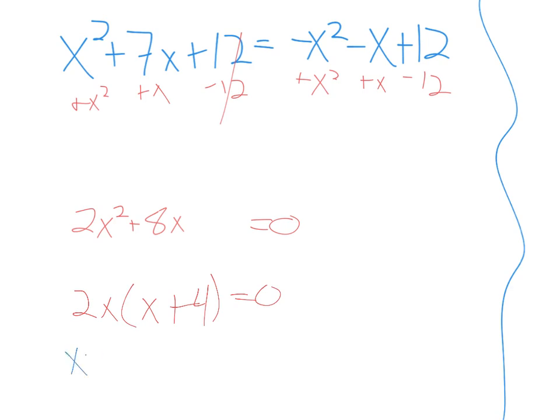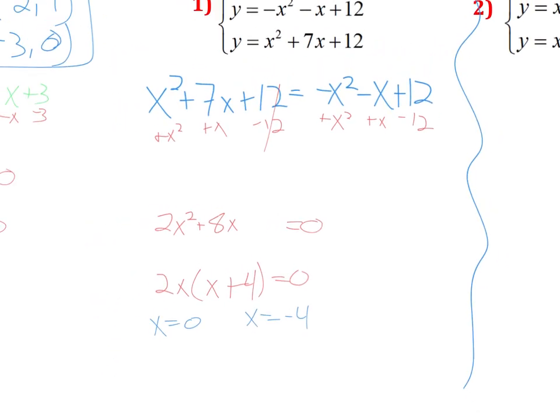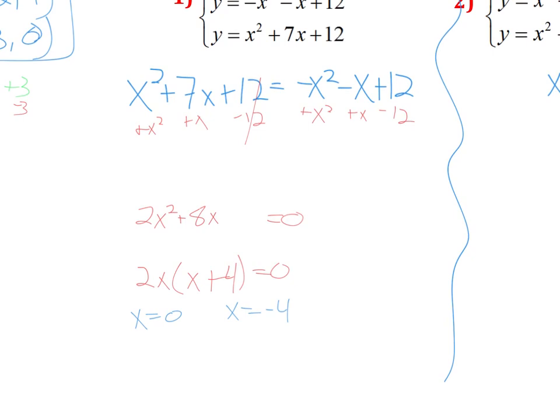So my solutions here are x equals 0 and x equals -4. Now we have a little bit more work to do when we're finding our solutions because we don't have just a straight up linear equation to plug these into. Instead, we have to plug them into a quadratic.